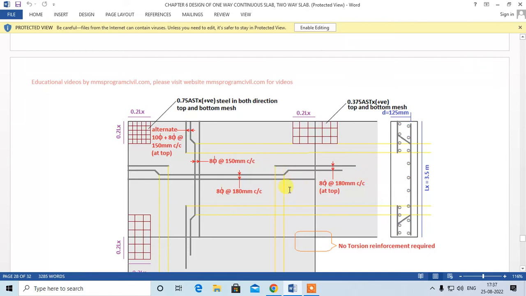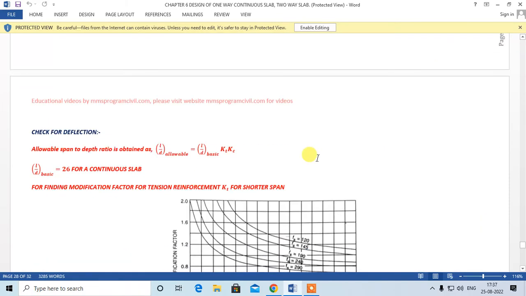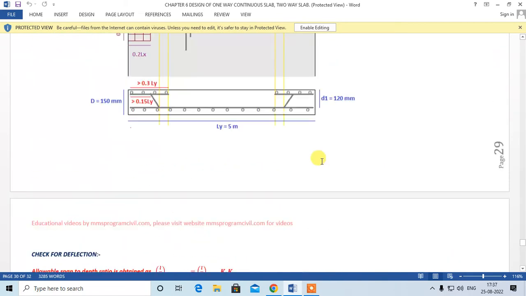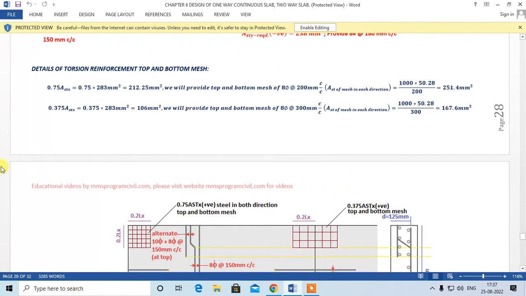But at present we are designing only this slab, so we don't know the steel for the other slab. So we will carry on with the AST x positive of this slab. Otherwise you have to take the maximum of these two, right? So 0.375 AST x is equal to 106. So we will be providing 8 dia about 300 center to center mesh, right?